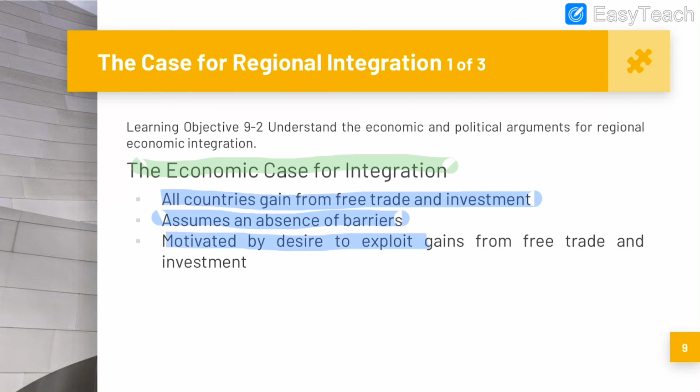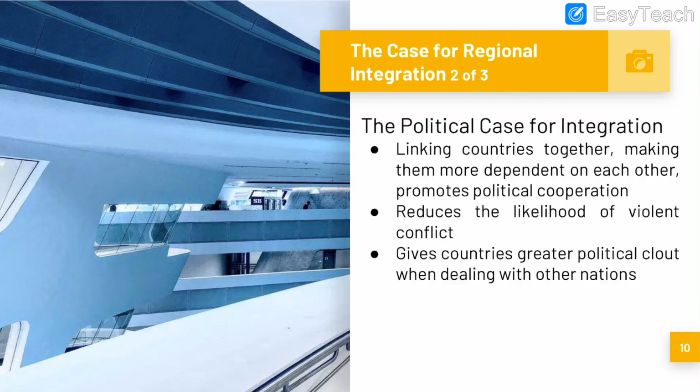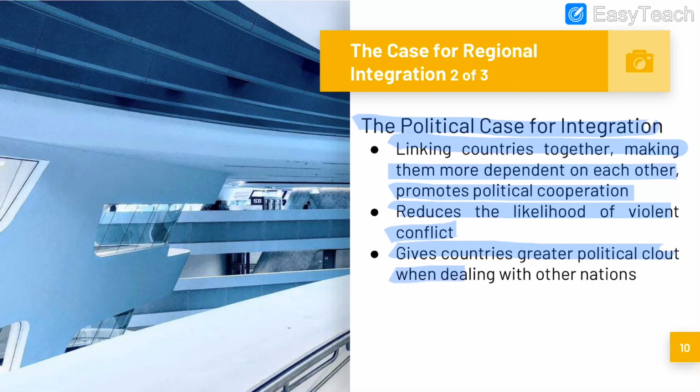They are motivated by the desire to exploit gains from free trade and also investment. Next, we have the political case for integration. The political argument is that linking countries together, making them more dependent on each other, promotes political cooperation, reduces the likelihood of violent conflict, and also gives countries greater political clout when dealing with other nations.